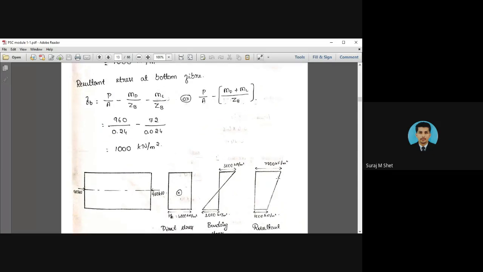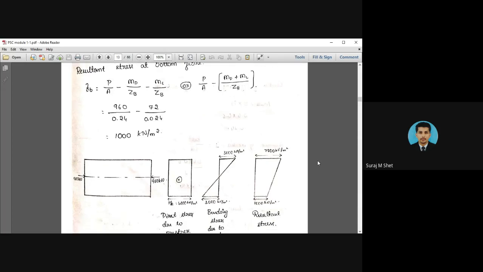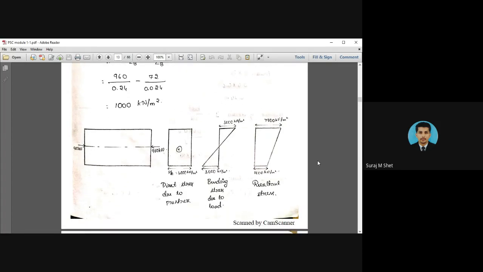That's why I have to show 7000 at the top here, and 1000 at the bottom. The value of 1000 should be in the same direction. If it is negative, then you have to draw the diagram the other way, like this. This is the bending resultant stress for the given problem. Understood? This is a simple problem.